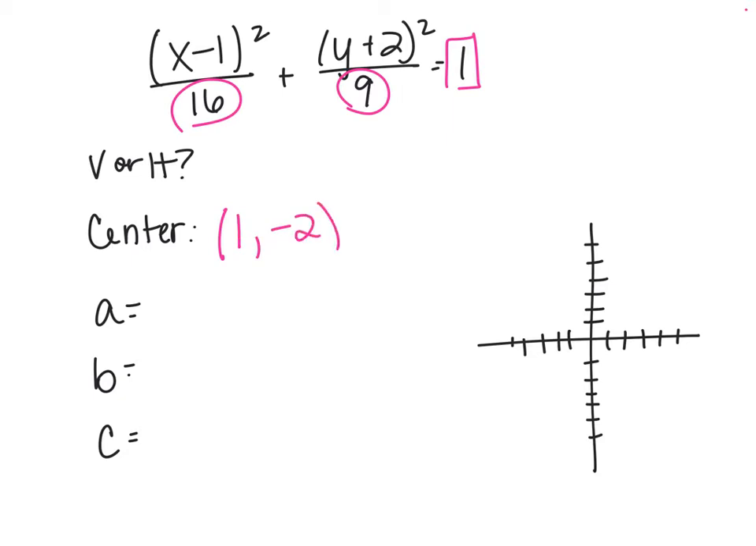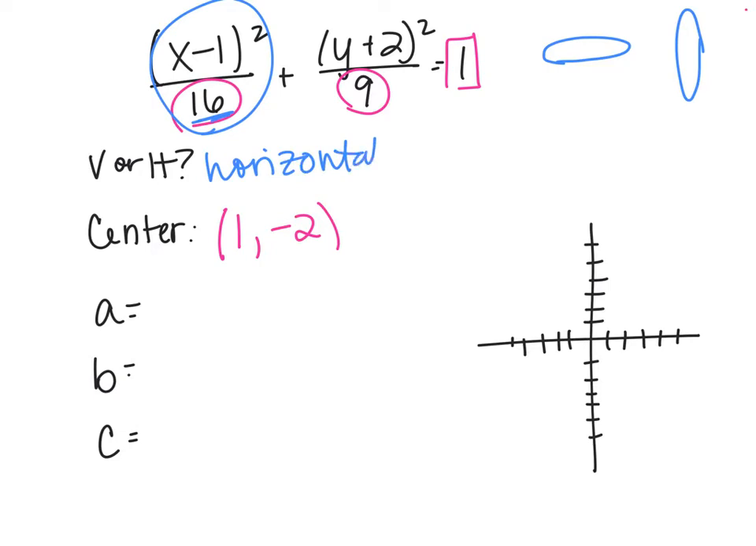Second, to be able to tell if it's vertical or horizontal, that should always be the next thing you look for in the ellipse. Essentially, a horizontal ellipse would be an oval going left to right. A vertical ellipse will be going up and down. So in this case, you just look at where the bigger number is in the fraction. 16 is bigger than 9, and 16 is with the x. So since 16 is with the x, that means it's going to be a horizontal ellipse. Just think, x is the x-axis, the horizontal axis. So when the bigger number is with that x, horizontal ellipse.